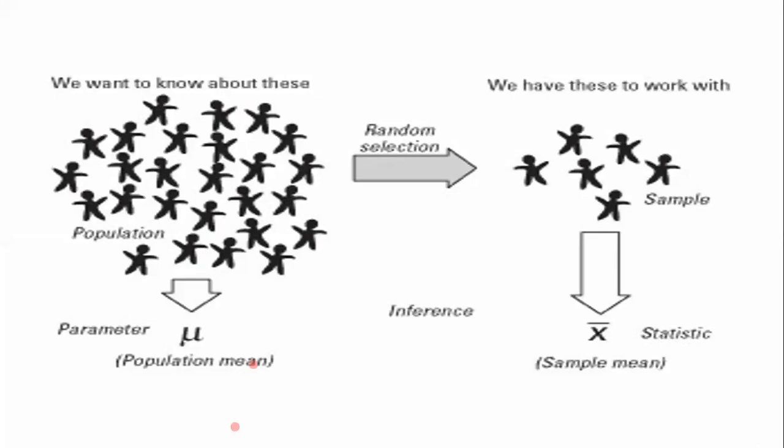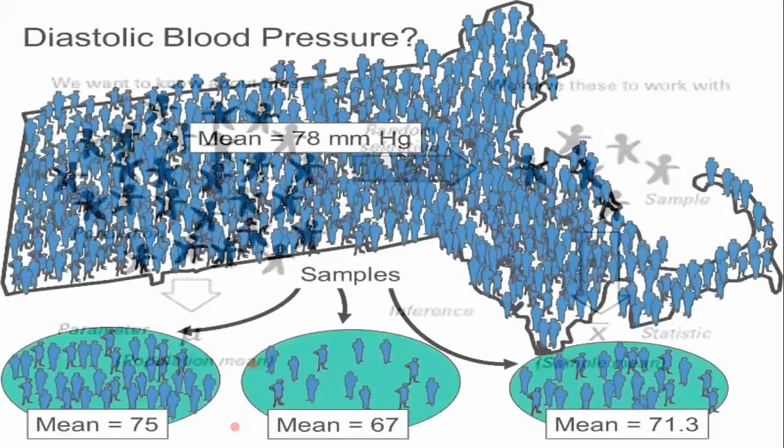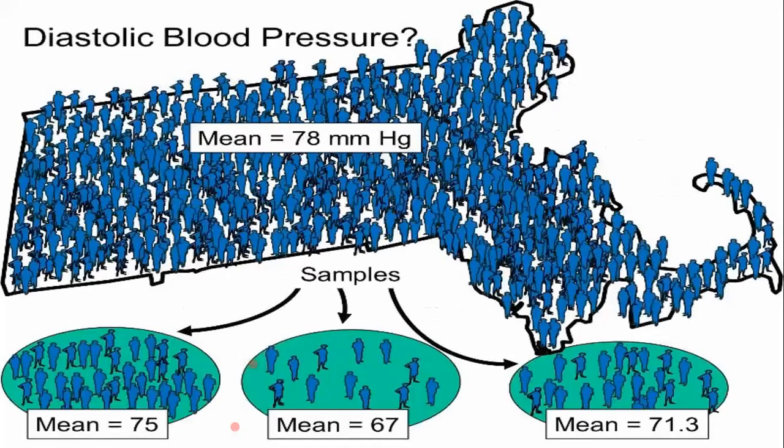Now we want to know about this entire population. So this is random selection and sample mean. We are making inference about the entire population. One example: diastolic blood pressure. There are so many people in a particular locality. Suppose their mean blood pressure is 78 mm Hg in appropriate unit, but it is unknown.